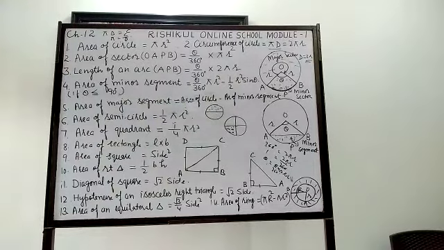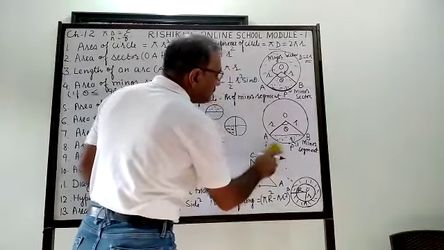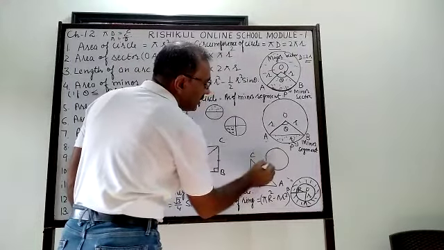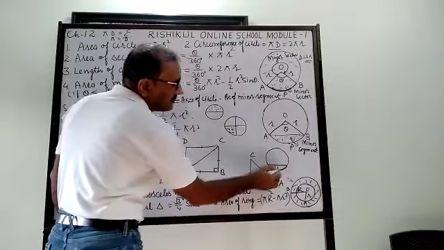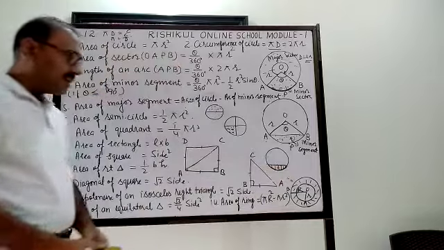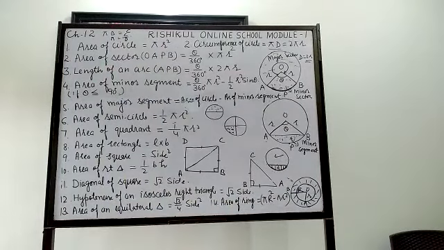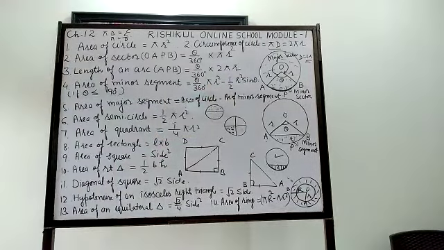Now, next one is area of minor segment. What is a segment? It is a circle and it is a chord. The area bounded by this chord and the corresponding arc is called a segment. It is called a minor segment, or a major segment. The question is, how can you find the area of the minor segment? Theta upon 360 pi r square minus 1 upon 2 r square sine theta.